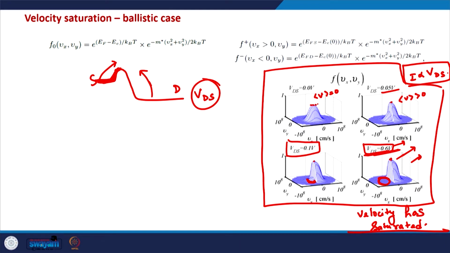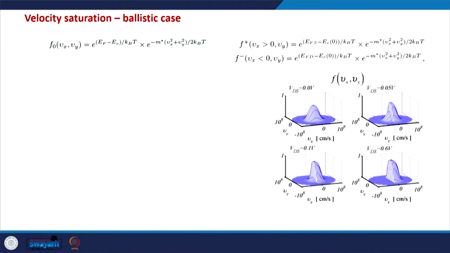And what could possibly be the reason for this? So I would ask you to take a moment and think about it. Why is this height of the positive distribution of velocities increasing with VDS? And the answer to this actually goes back to the design of the MOSFET.